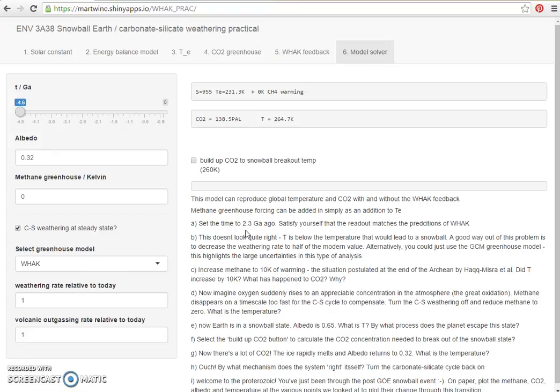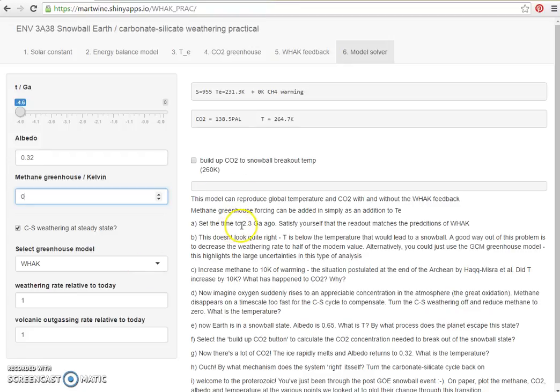We can easily add a bit of methane greenhouse in here, so we can just add 2 degrees of greenhouse warming. As a result of that, let's just take a look at what happens. If we add in a bit of methane, then the CO2 concentration goes down. Why is that? Well, adding in methane is a bit like increasing the solar constant. It increases the weathering rate for a given CO2 concentration and therefore brings CO2 and temperature down.